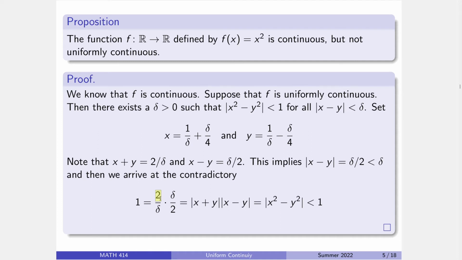Trying to make it work with 1 over delta and just delta, I think you might be able to do it. No, I don't think so. I think you're going to have to... Well, I think if you do 1 over 2 delta and 1 over 2 delta, and then delta over 2 and delta minus 2, does that work? Yeah, I think that works. Anyway, I went with this.